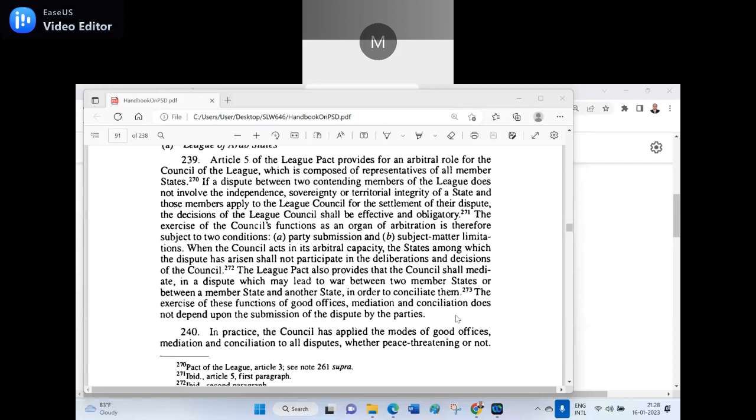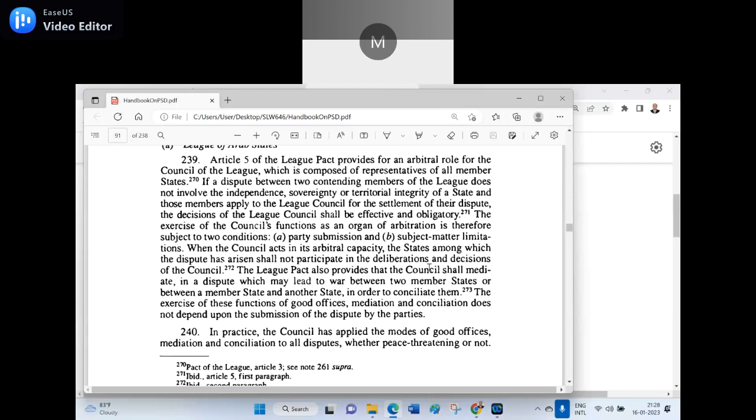So what I want to convey to you is that party submission should be there for the jurisdiction and subject matter limitation. What the subject matter is and what the limitation is. So the agreed parties will approach the League of Nations, those who come under the geography. When the Council acts in an arbitral capacity, the states among which the dispute has arisen shall not participate in the deliberations and decision of the Council.